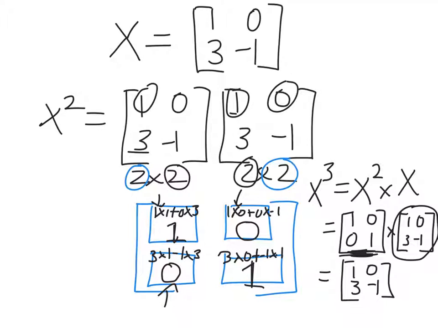So if you're ever asked how to find a matrix cubed, find what the matrix is squared, and then multiply it by the original matrix.